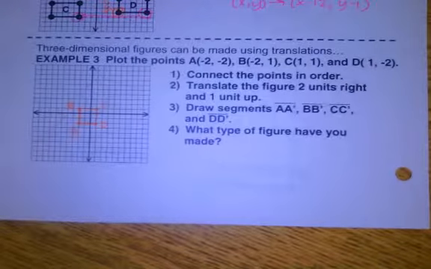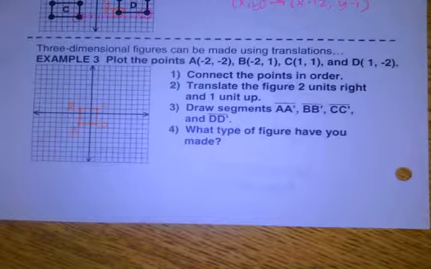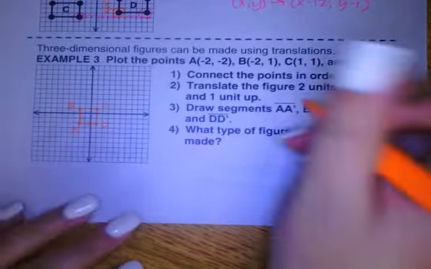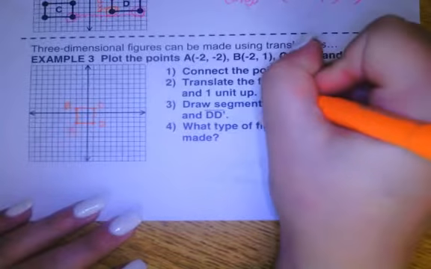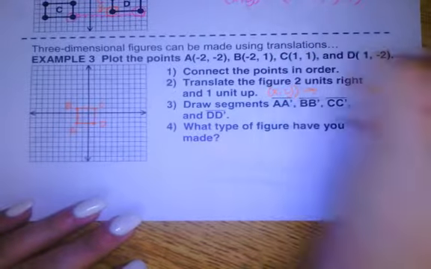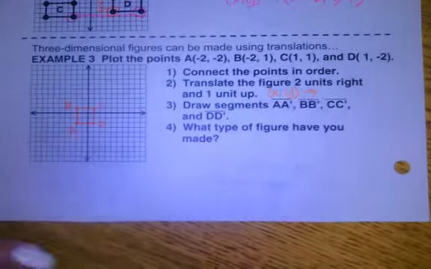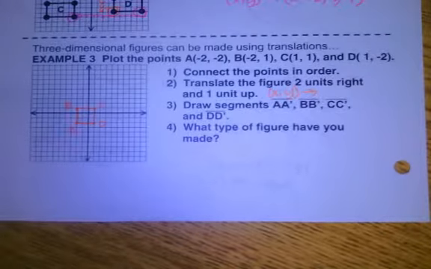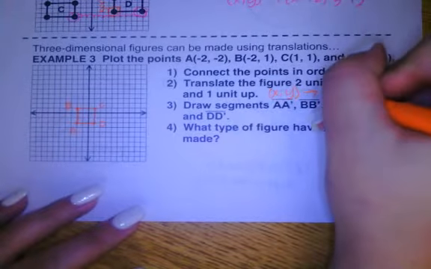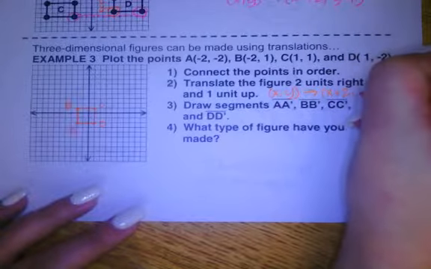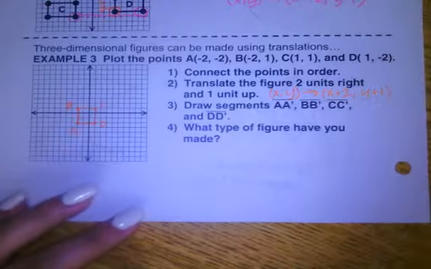Alright, it says translate the figure 2 units right and 1 unit up. What am I going to pick on? Takaya, what would be the coordinate notation for 2 units right and 1 unit up? For A, it would be... Just the coordinate notation for 2 units right, 1 unit up. Oh, x, y yields x plus 2, y plus 1. Very good. X plus 2, y plus 1.